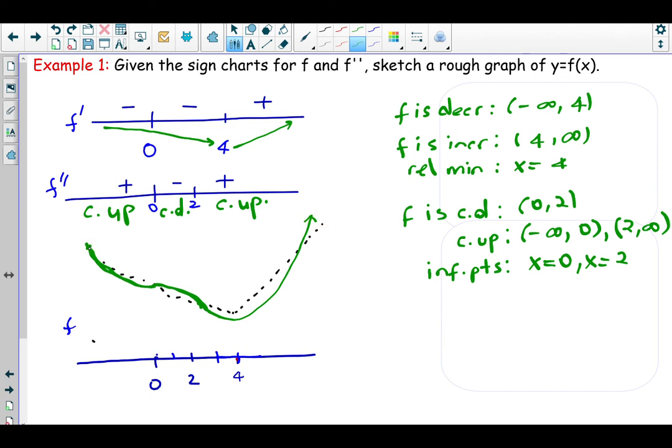So this is what our polynomial function looks like. Let's label some points. At x equals 0, there's an inflection point. At x equals 2, there's an inflection point. At x equals 4, there is a relative minimum. And that's what we had observed from the sign charts as well.